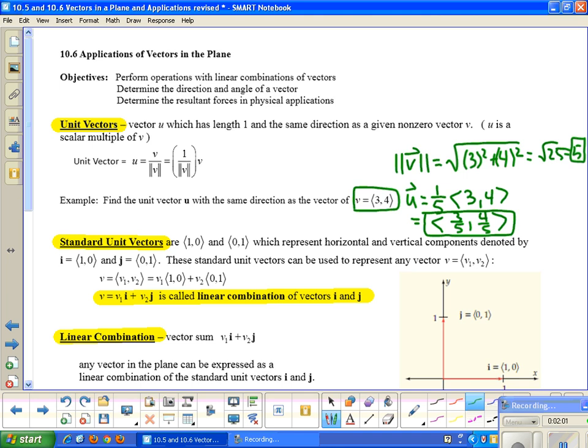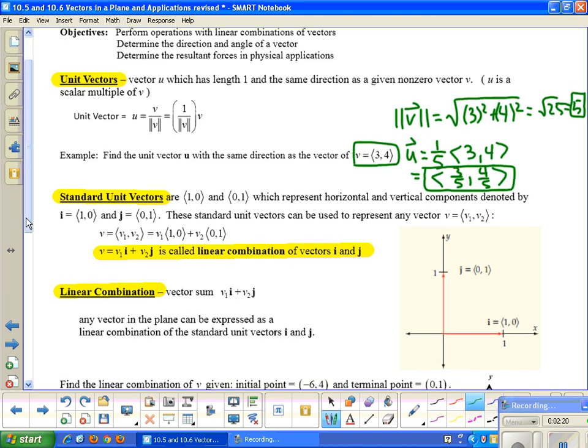Now we have standard unit vectors. Standard unit vectors are the vectors <1, 0> and <0, 1>, which represent the horizontal and vertical components denoted by i and j. These standard unit vectors can be used to represent any vector that we have. This is just kind of like component form, but it's another form. So i does not mean imaginary when we're talking about vectors, so don't get confused. This would be i, and this would be j. j is always the vertical component, i is always the horizontal component.